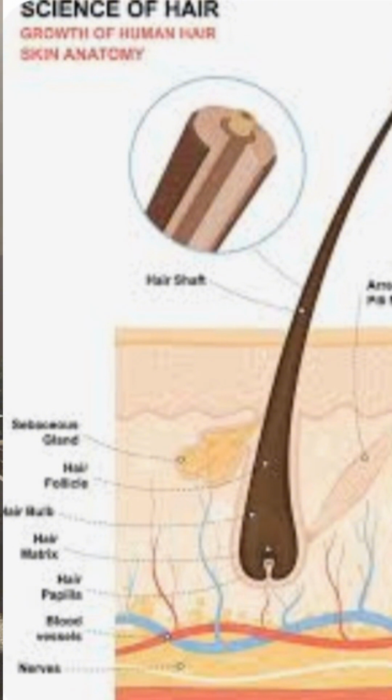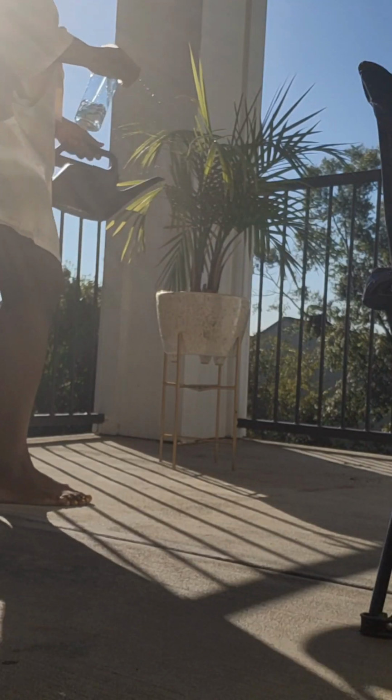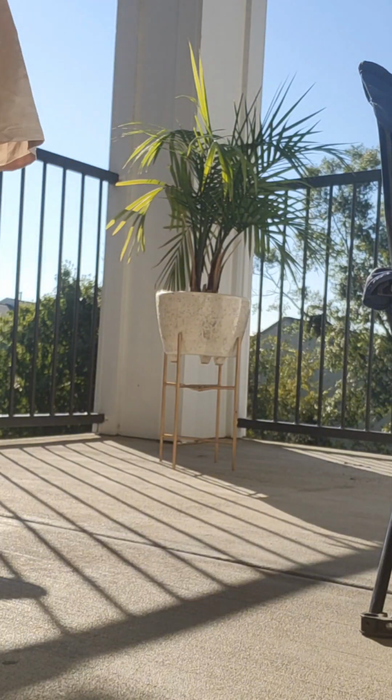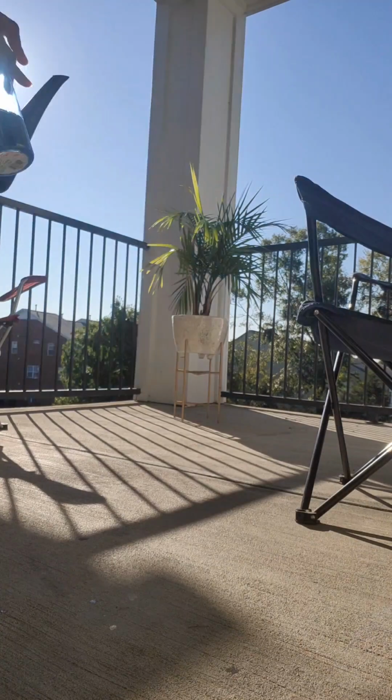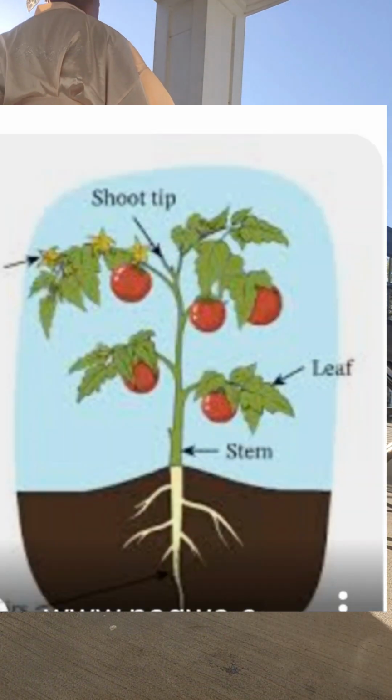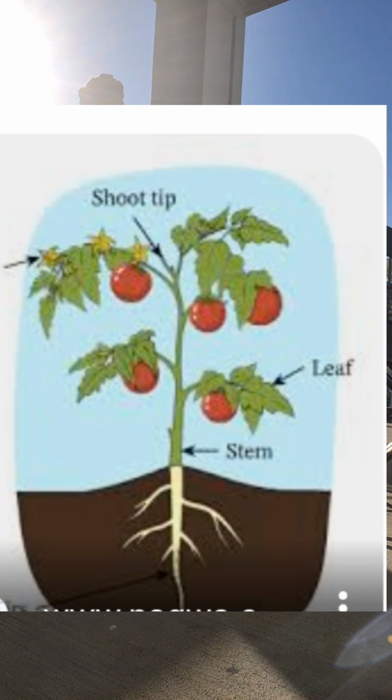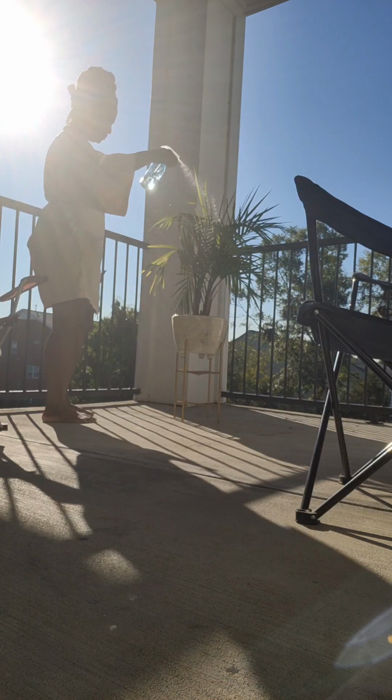First, let's start out with the structure of hair. The structure of hair consists of the root, the dermal papilla, the hair shaft, a hair follicle, the epidermis, a dermis, erector pili muscle, and sebaceous glands. And for the structure of a plant, we have the roots, the stems, the leaves, the flowers, the fruits, and the seeds.